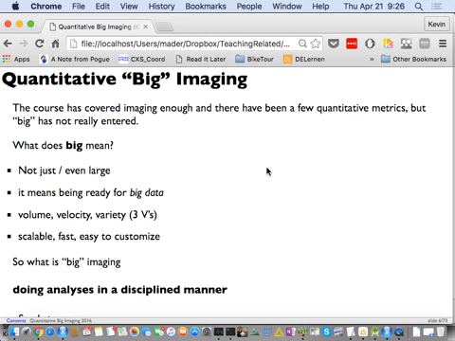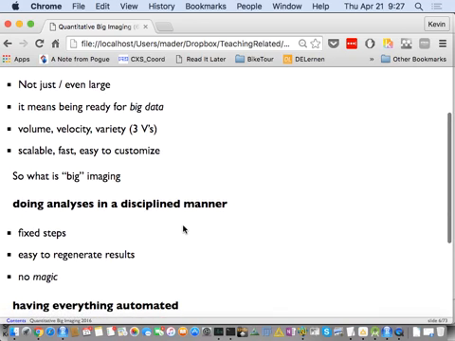So to go back to the course title a little bit, the course title is Quantitative Big Imaging. And what does big mean? Of course, there's thousands of different definitions for big, and we have a lecture where we'll cover much more on big data and big data approaches and how they work. But it's not really limited to large amounts of data sets. And so what big really means for this course is that it's ready for big data, or ready for scaling up or doing lots of different analyses.